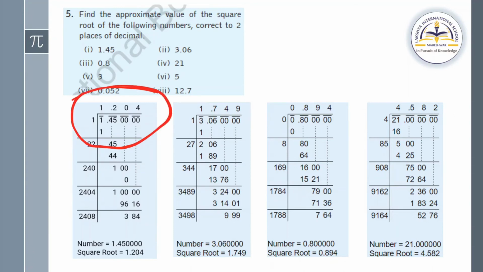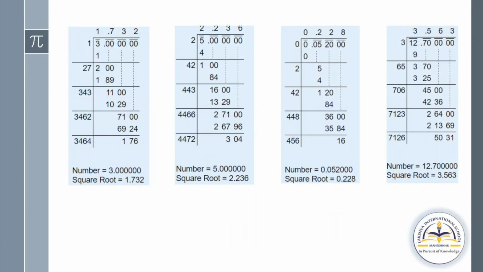Here we get the nearest, means approximate value, that is 1.204. This is the square root of 1.45. Now in the same manner you have to practice these questions.